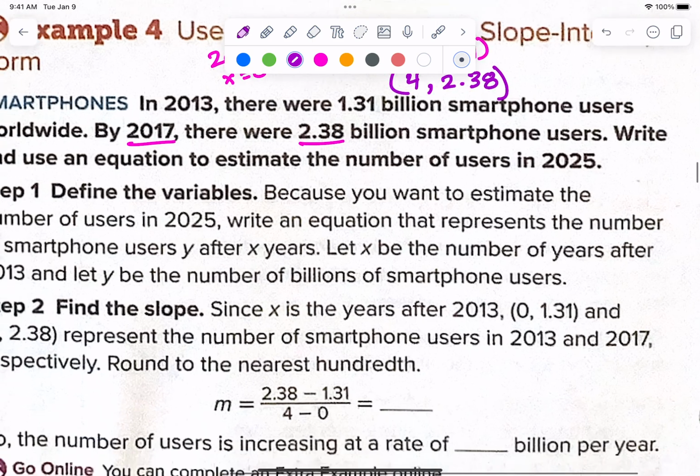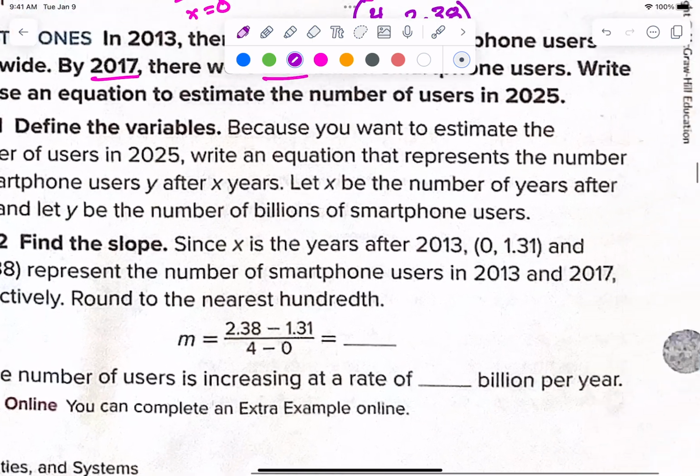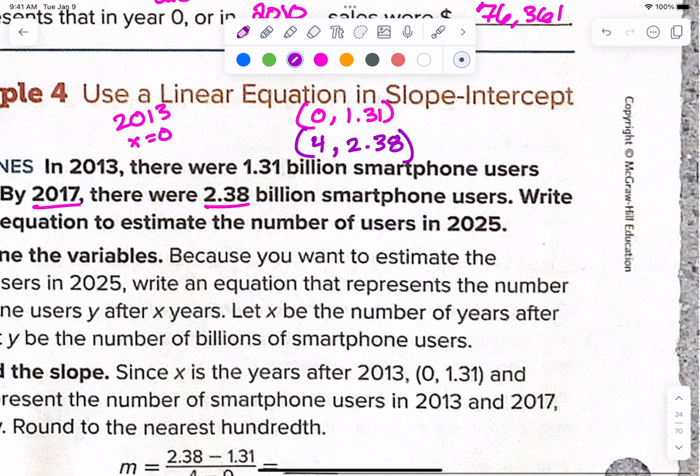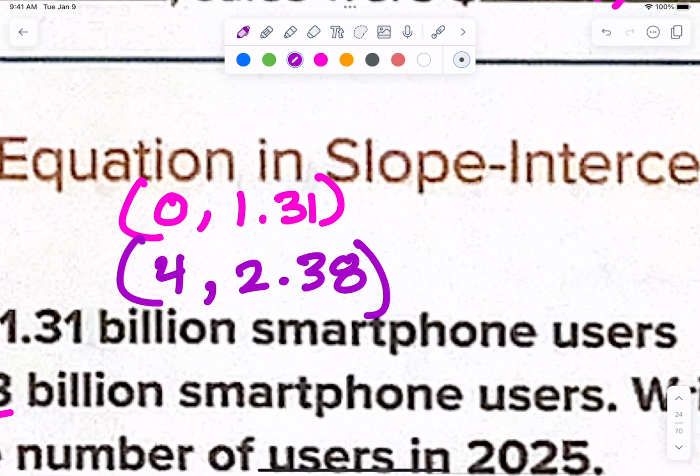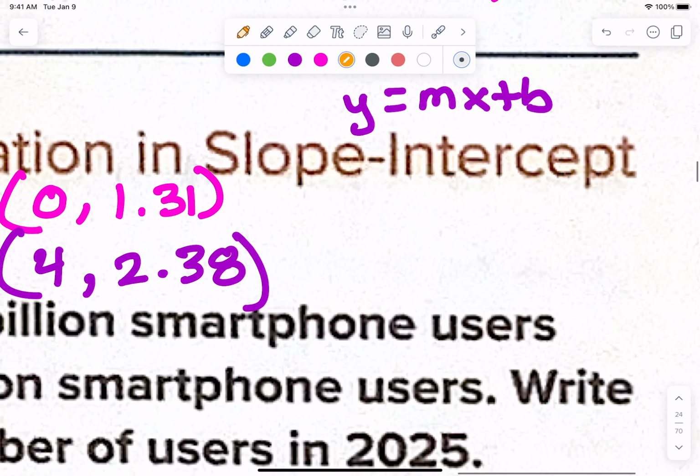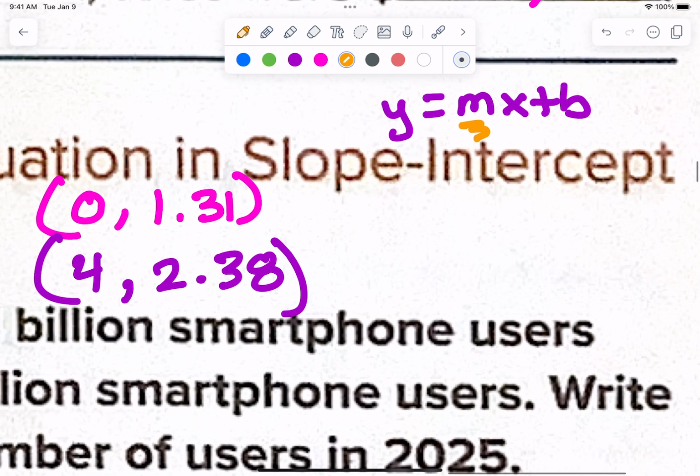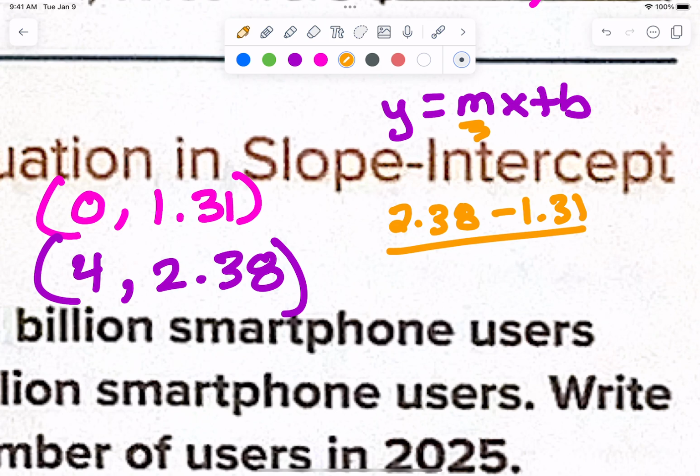They want me to write an equation in slope-intercept form to find that. How in the heck do I do that? Slope-intercept form, y equals mx plus b. How would I find that? I want to find the m first. So I want to do y2 minus y1. What's y2? 2.38. 2.38 is the second y minus 1.31, all over 4 minus 0.